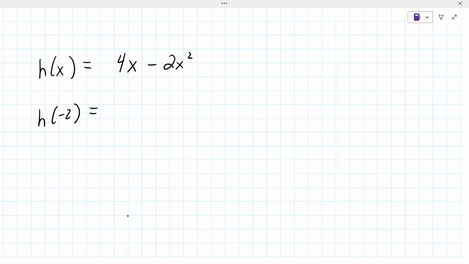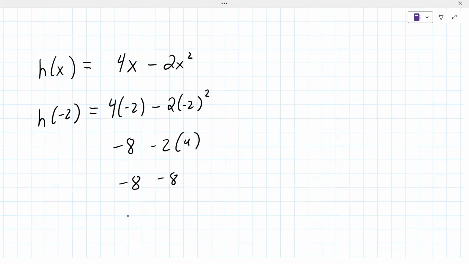-16. So we got 4 times -2 minus 2 times -2 squared. So that's -8. 2 times 4, -8 minus 8 is -16. Very good. Okay. Any other questions before we move on to slightly more difficult problems here?